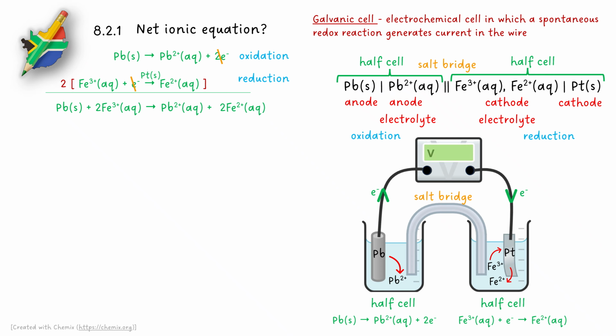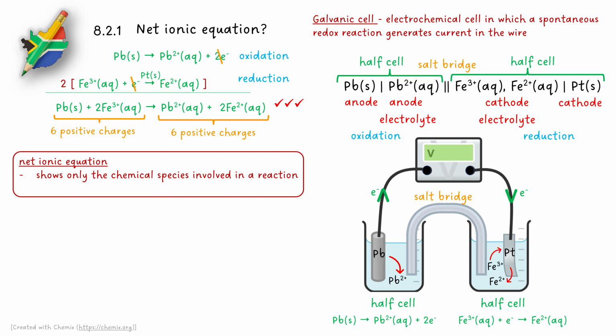This equation is balanced. The charges are balanced too. This is the net ionic equation. A net ionic equation shows only the chemical species actually involved in the reaction and which undergo a change. It does not include spectator ions. We do not know what the negatively charged spectator ions are here.